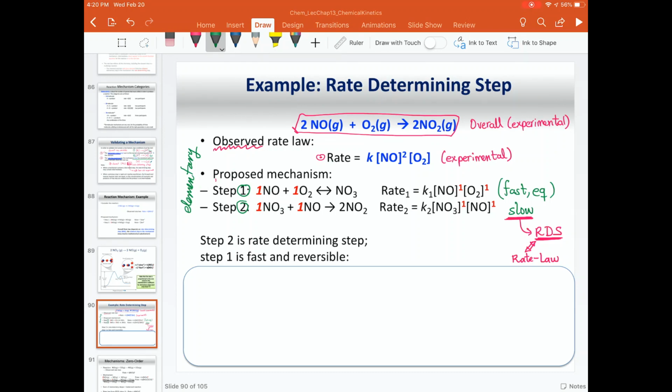So that means that it has a high activation energy. That means it's going to be the rate determining step. And that means that this is the one that we have to use in order to write the rate law for my mechanism. And then this one will have to be compatible with the rate law that we have experimentally determined. So let's see how this works.